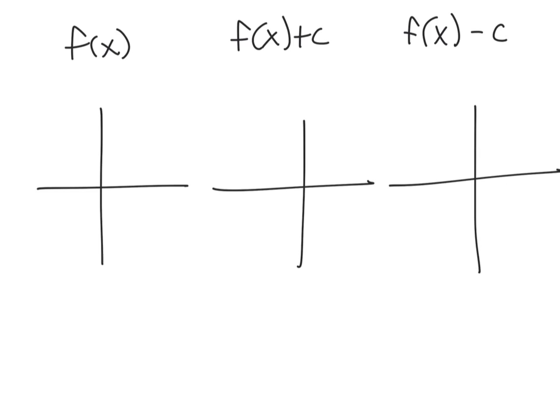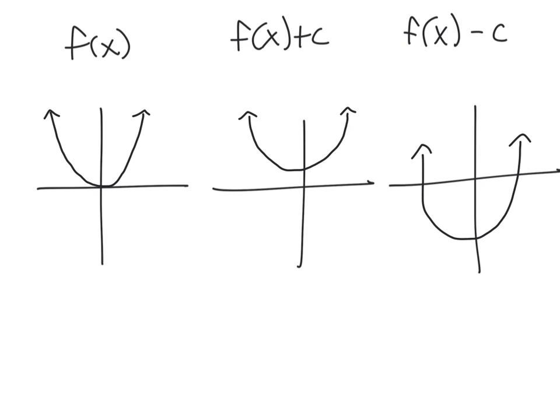Let's look at the quadratic parent function as an example. Here's the basic graph of the quadratic parent function. And then if we were to transform that by adding to it, that's going to shift it up. On the other hand, if we subtracted a constant, it would go down. So that's the effect of adding or subtracting c from the function.